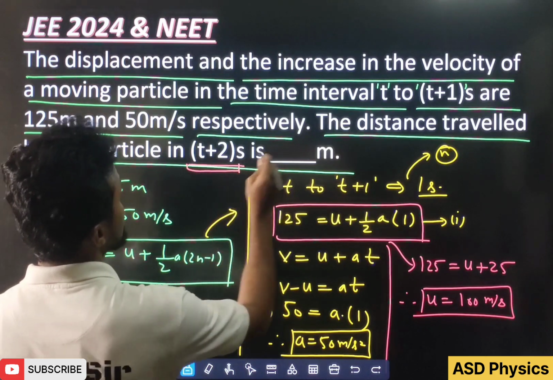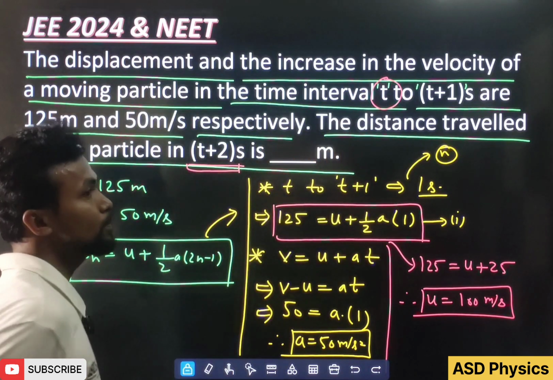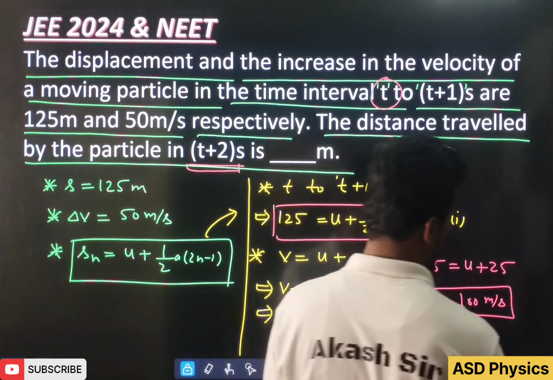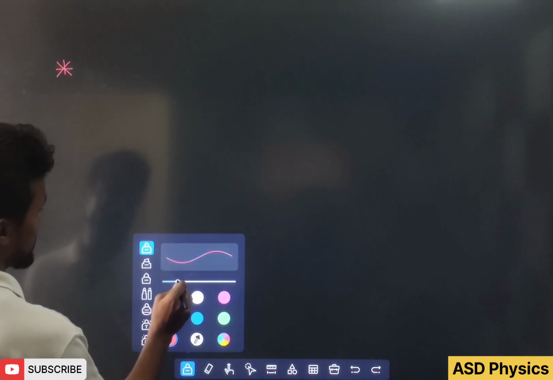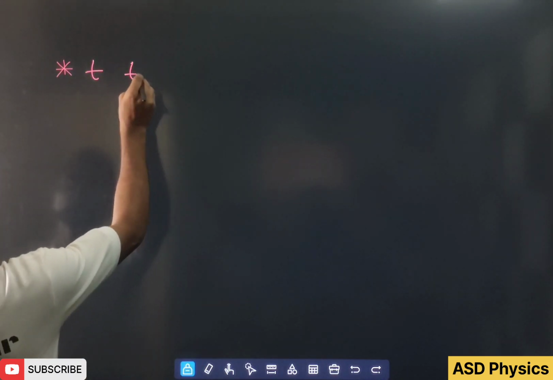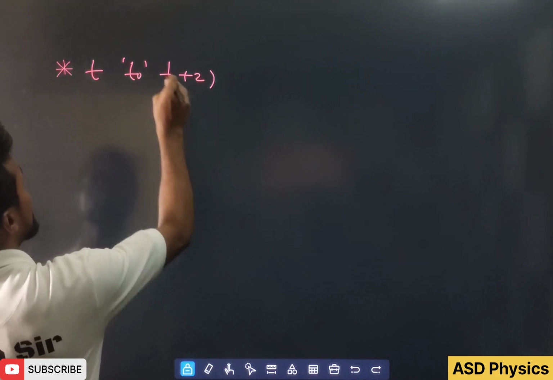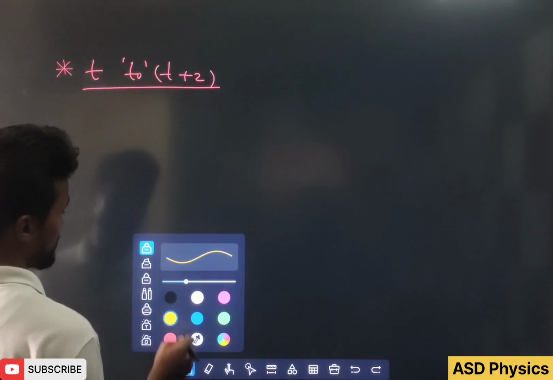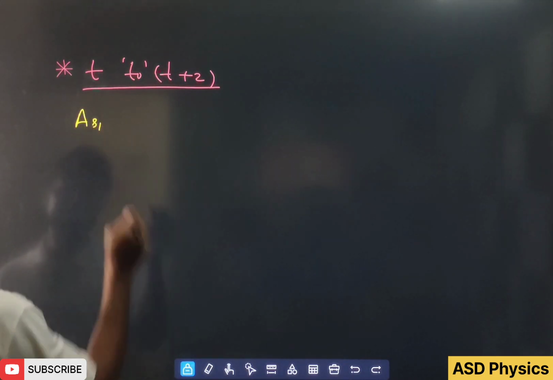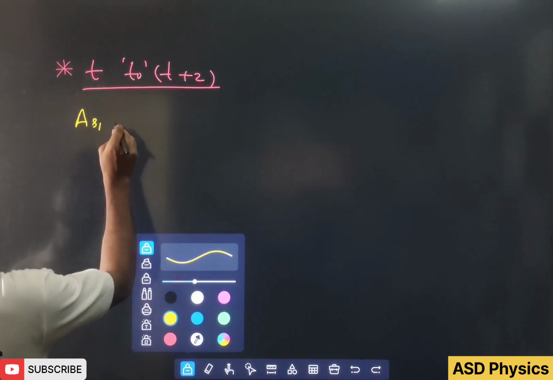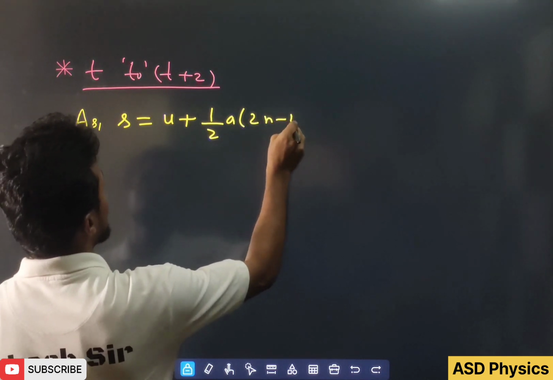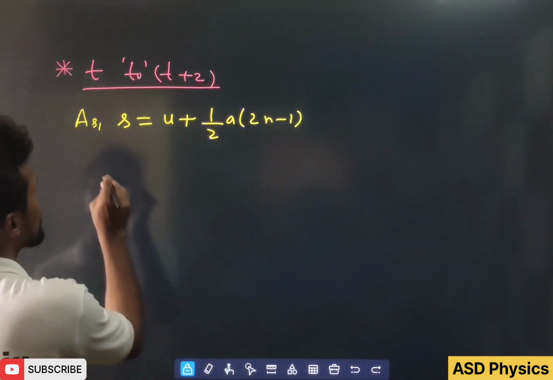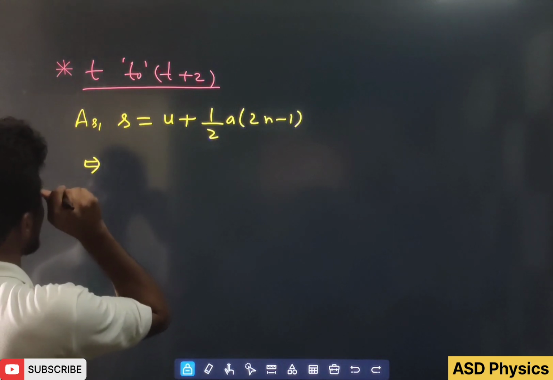Okay, but now the distance traveled by the particle in t plus 2 seconds, starting from the t. So t to t plus 2, how many seconds? 2 seconds here. So remember that here, I'll write t to t plus 2. We can write s equal to u plus half a into 2n minus 1, and we are going to use it for 2 seconds.